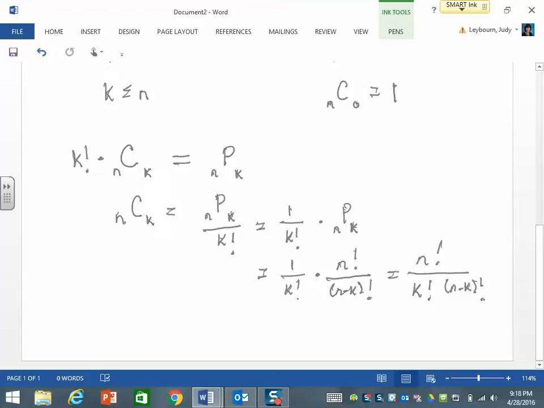And another way of saying that would be to say that it's n times n minus 1 times n minus 2, dot, dot, dot, and so on until we get to n minus the quantity k minus 1, all over k factorial.